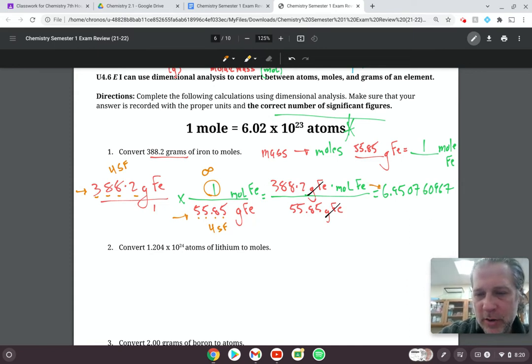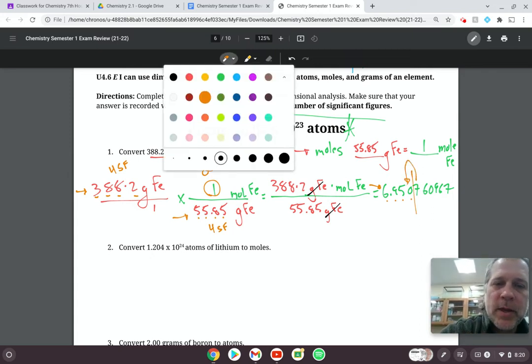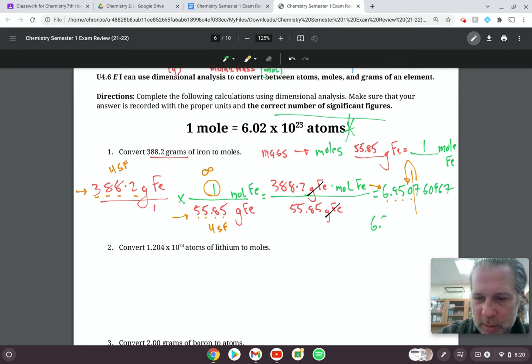So I'm going to draw an arrow and count 1, 2, 3, 4. Draw a line, and that 7 absolutely rounds that 0 up. So my final answer here is going to be 6.951, and it's going to be moles of iron.